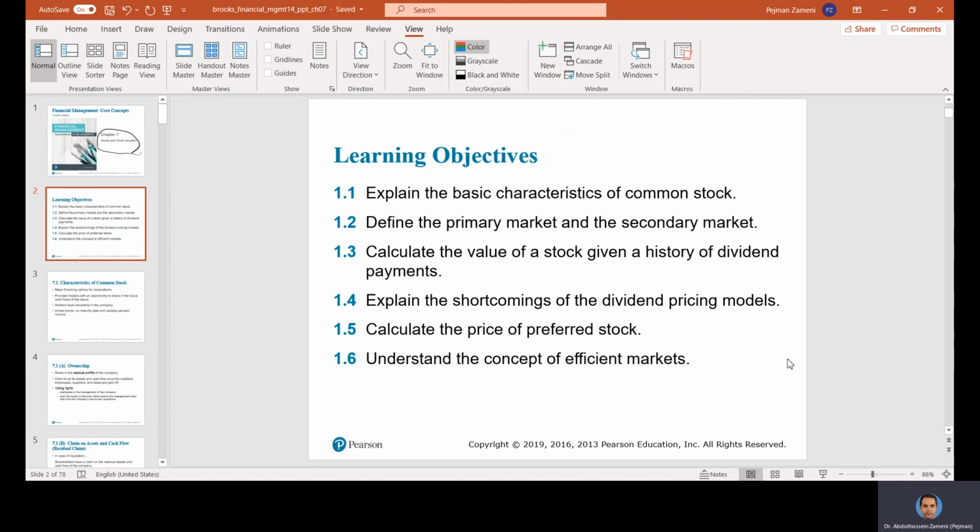Learning objectives. Explain the basic characteristics of common stock, define the primary market and the secondary market, calculate the value of a stock given a stream of dividend payments, explain the shortcomings of dividend pricing models, calculate the price of preferred stock, and understand the concept of efficient markets.